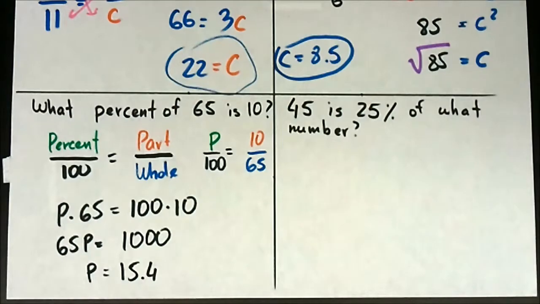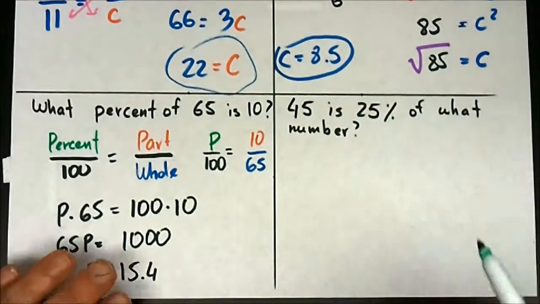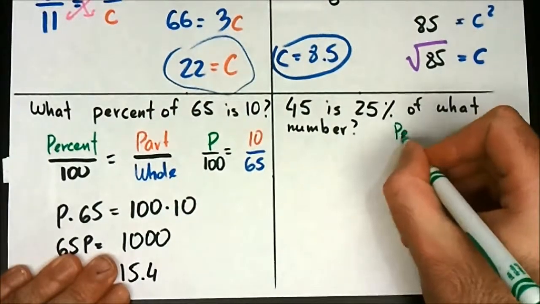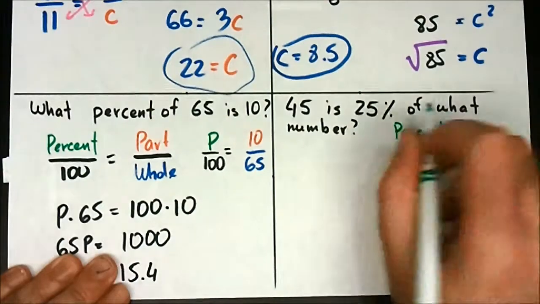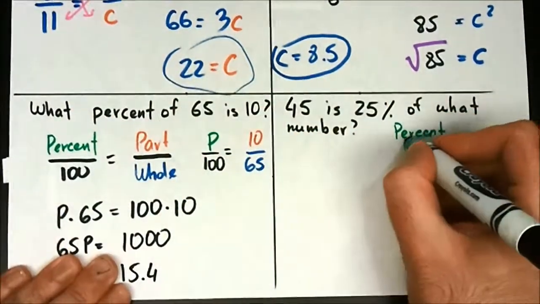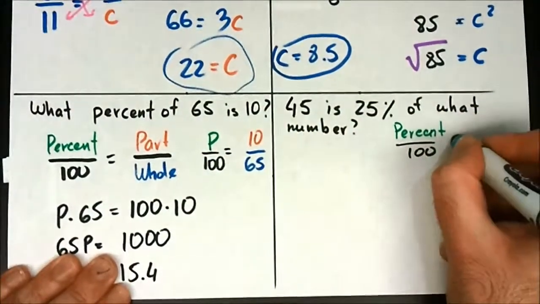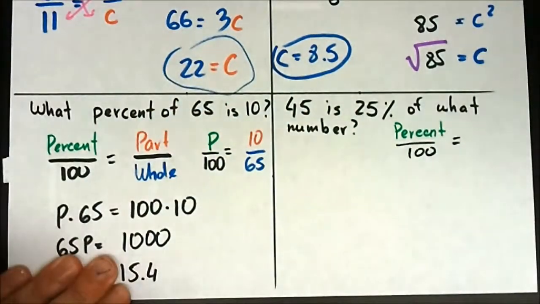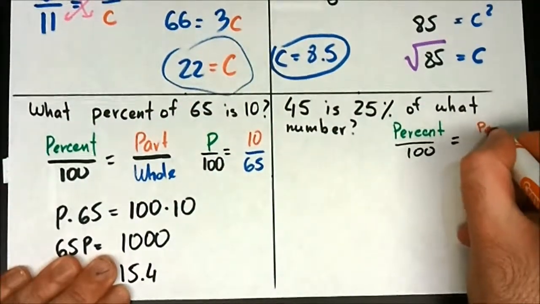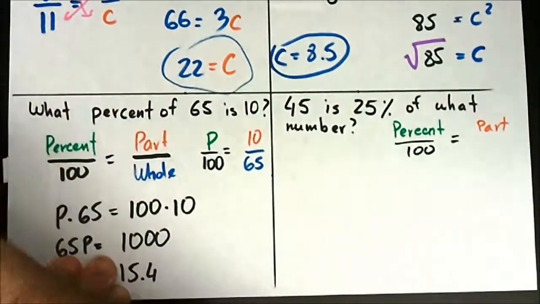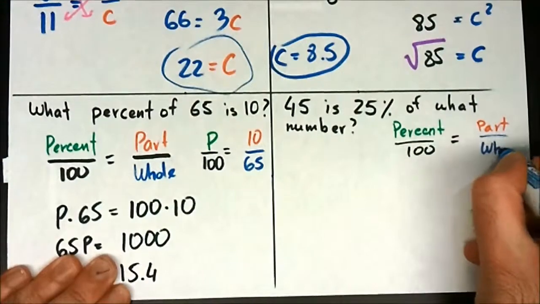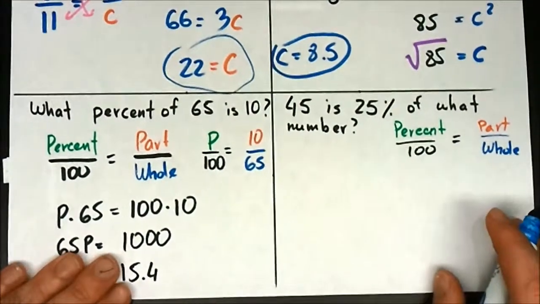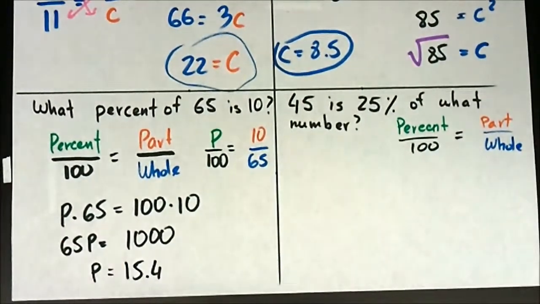Next problem's pretty similar. So I'm going to go ahead and quickly write up the formula. Percent over 100 equals part over whole. Again, remember this formula for the test. I'm not going to give it to you. You have a few formulas to remember for the test. This one, the Pythagorean Theorem, so don't get them mixed up.